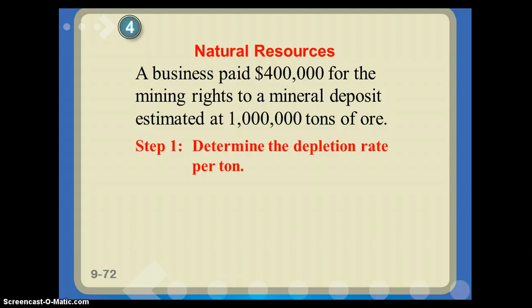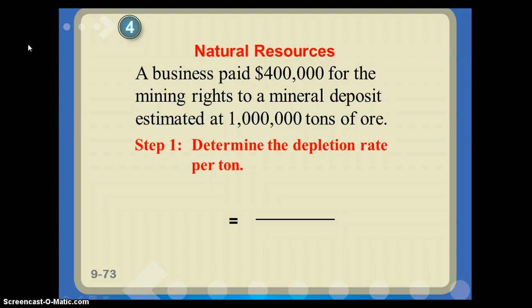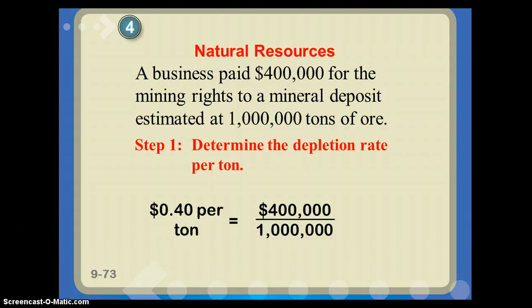So step one is to determine the depletion rate per ton. This is kind of like when we were doing depreciation, same kind of concept, except it's a different term, depletion. We take our cost of our resources divided by the estimated total units of resources to get a cost per unit, which is actually our depletion rate. So let's calculate that depletion rate. You would take the cost of $400,000 divided by 1 million tons of ore, that is 40 cents per ton.